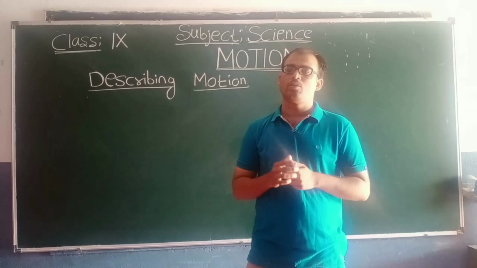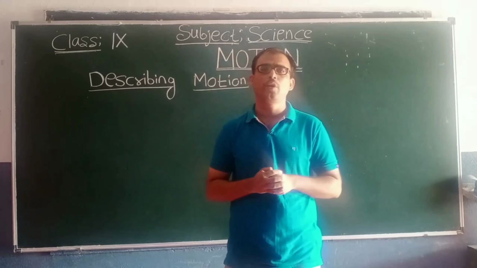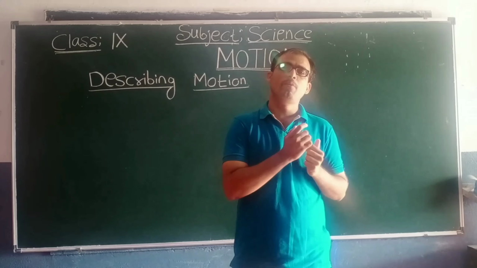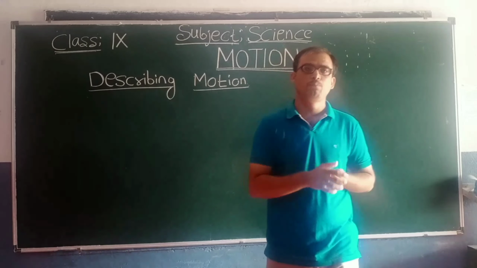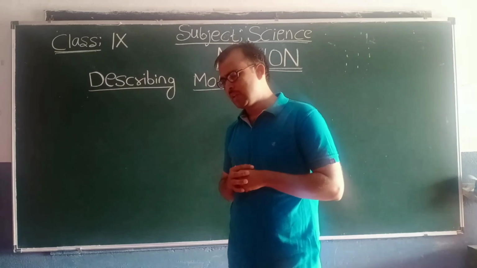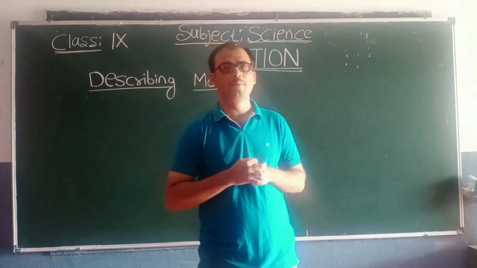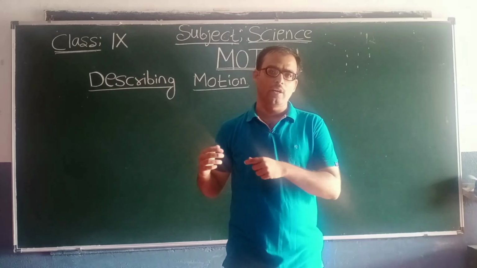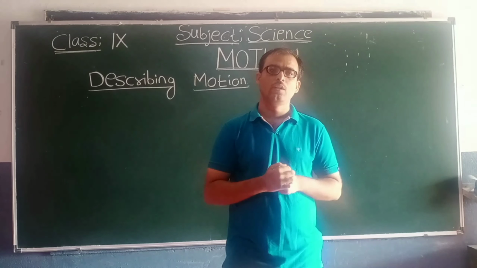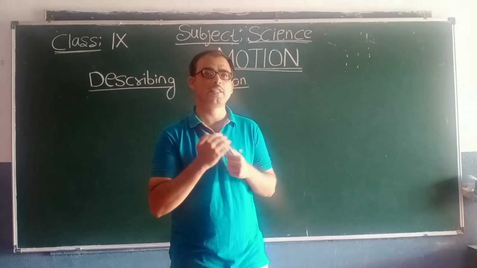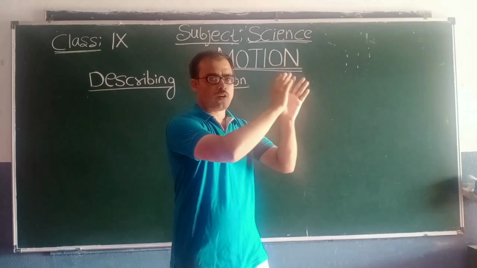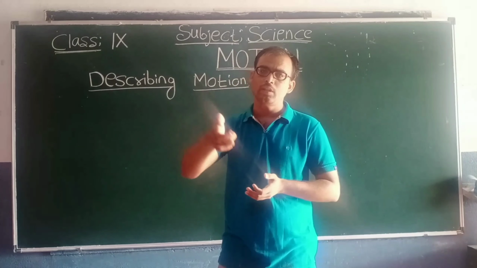As I told you, the movement of an object is described by its position. Then how is its position described? How will we come to know that the position of this body is here or there? How is the position described?